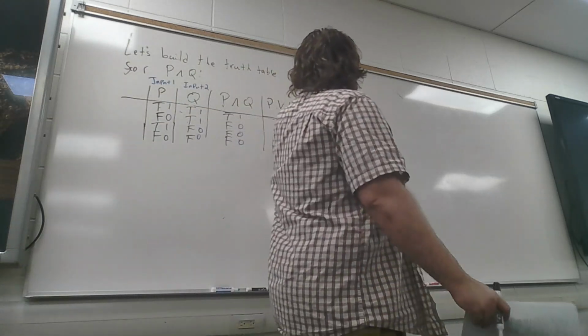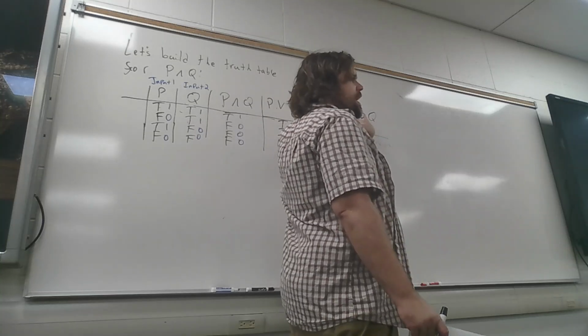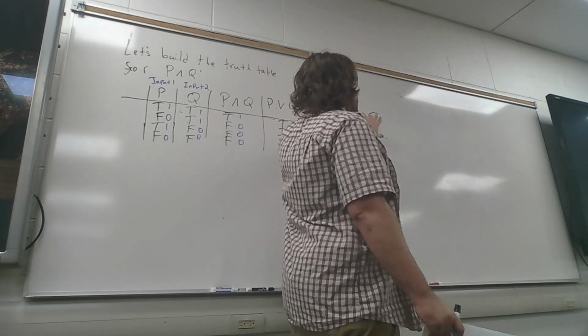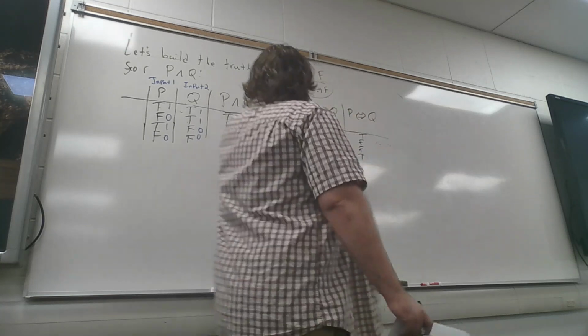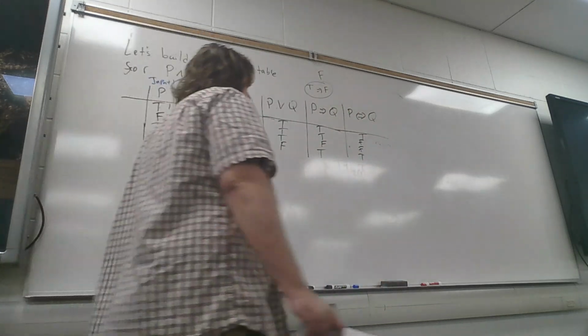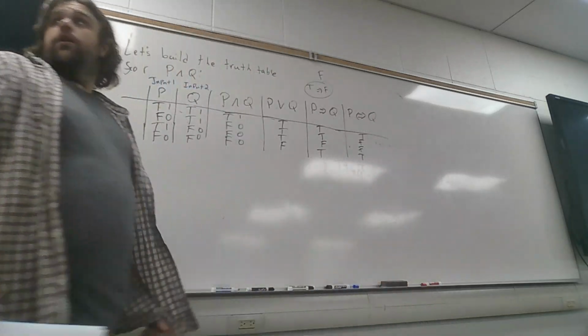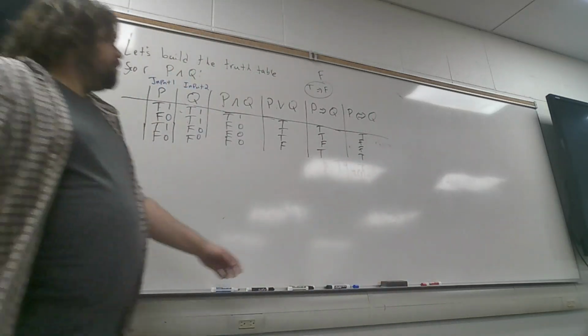So this here is true when both inputs are the same. So when P and Q are the same thing. So here, true and true, here, false and false. So they're the same. Otherwise, it's false. What about implies, the third one, P implies Q?